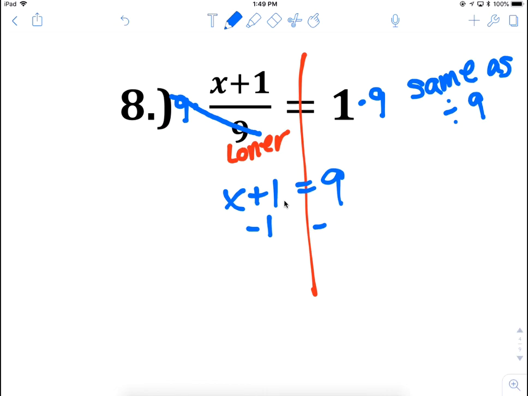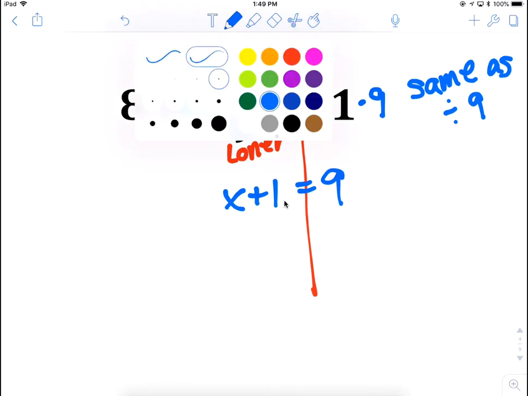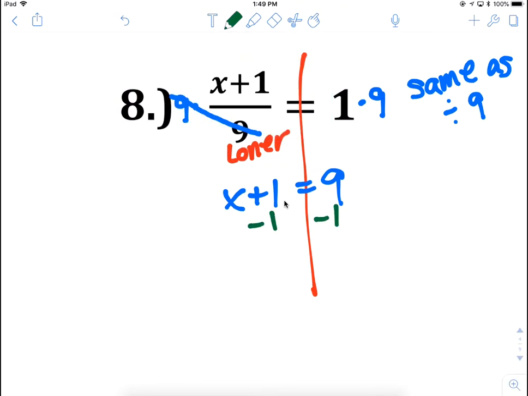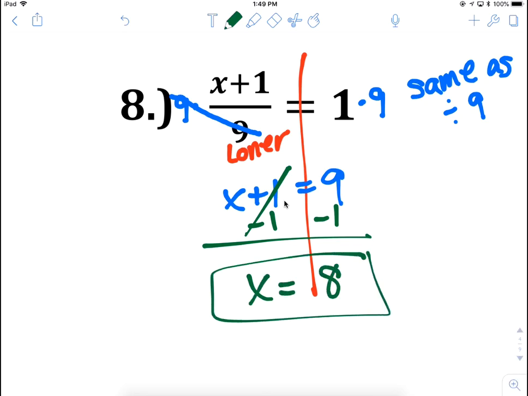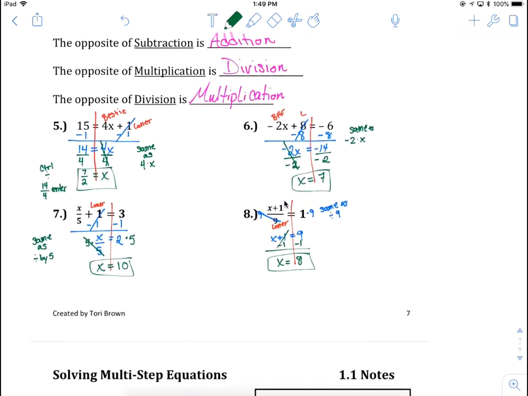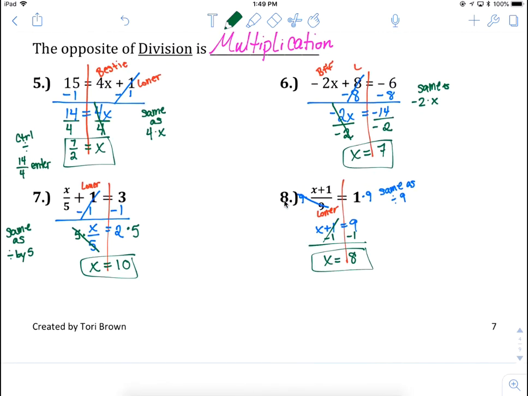Subtract the 1 from both sides. The 1s are going to cancel off, and my final answer, x equals a positive 8. We are all set with that problem. All right, if you missed anything, take a second, go ahead and write that down, and I'll meet you on the next page.